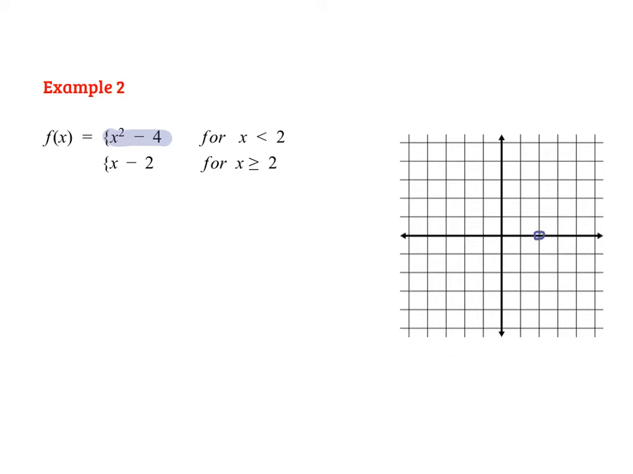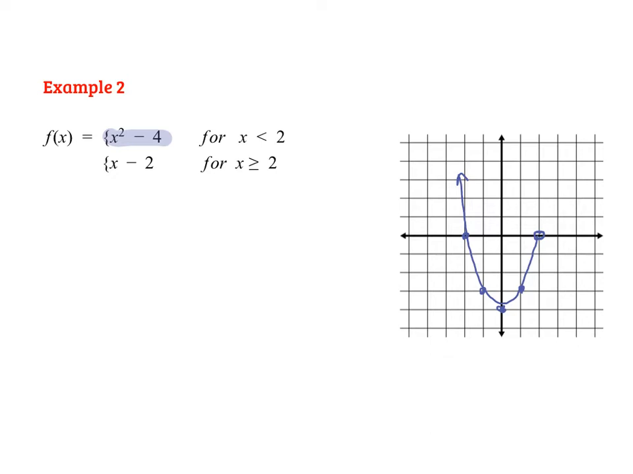Now from here, I can either make a t-chart, I can plug in x equals 1, and then I get -3. I know that my vertex here will be at 0, -4, and then I can reflect that going forward. And here's my quadratic function. And again, you should have that open circle when x is 2.